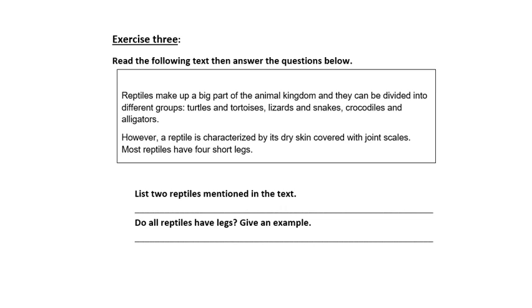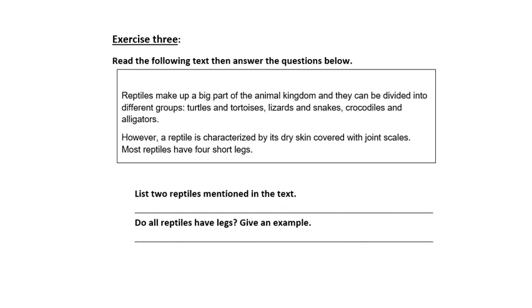Reptiles make up a big part of the animal kingdom, and they can be divided into different groups. Turtles and tortoises, lizards and snakes, crocodiles and alligators. However, a reptile is characterized by its dry skin covered with joint scales. As you know, reptiles have connected scales. Their scales cannot be disconnected. Most reptiles have 4 short legs.